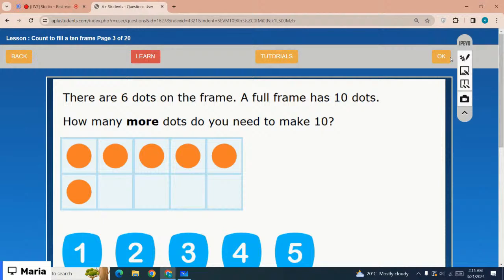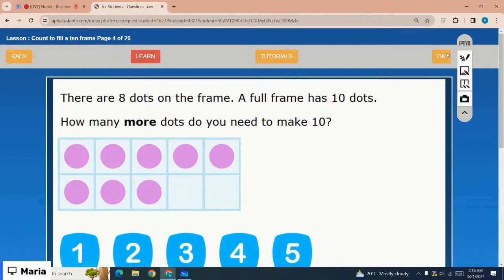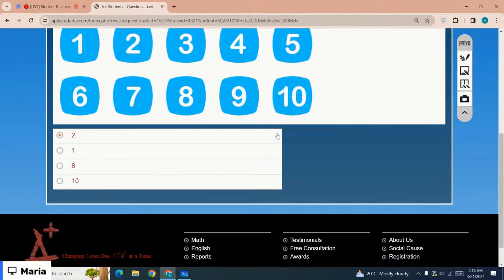There are 6 dots on the frame. A full frame has 10 dots. How many more dots do you need to make 10? Which is the correct option? Yes, you need 4 more dots to make them 10. The correct option is 4. Got it? There are 8 dots on the frame. A full frame has 10 dots. So how many more dots do you need to make 10? Yes, very good. You just need 2 more dots to make them 10. The correct option is 2.